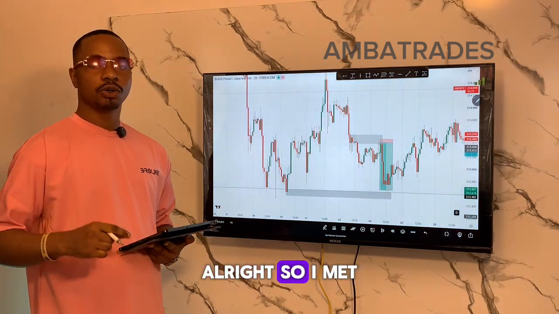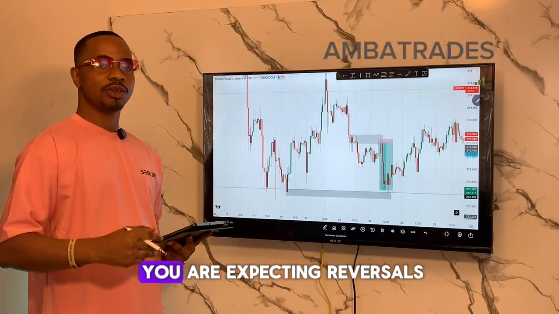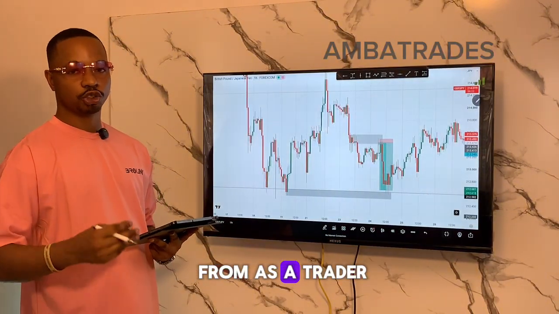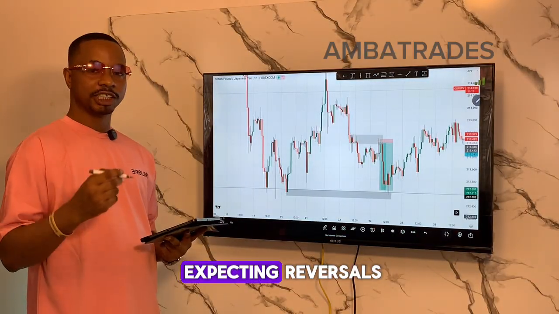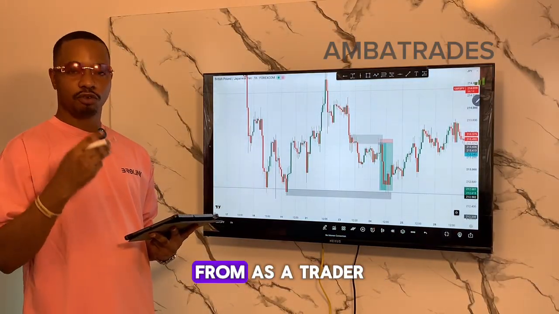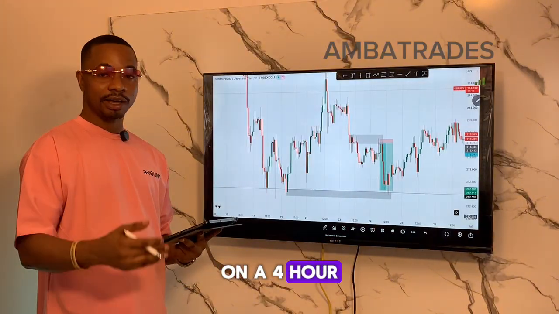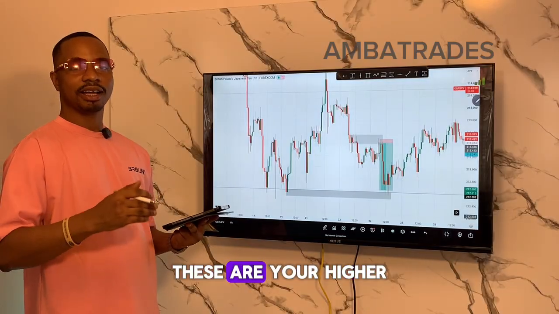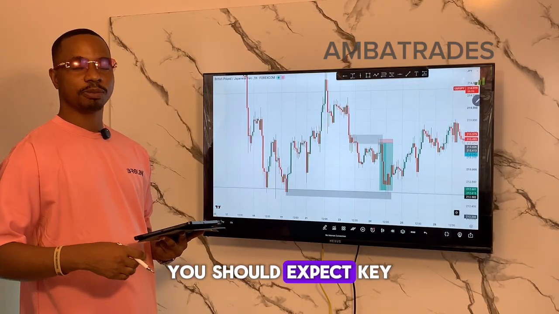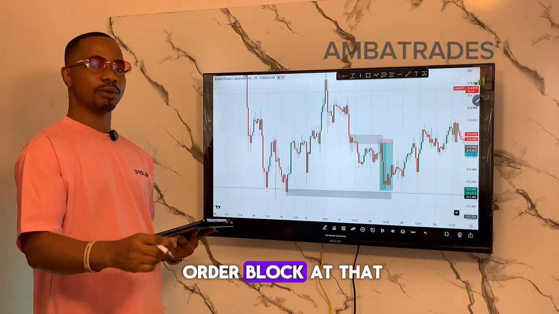All right, so I made mention of key levels. Key levels are places where you are expecting reversals from as a trader. On a daily time frame, on a 4-hour time frame, even on a 1-hour time frame, these are your higher time frames. You should expect key levels at each of these time frames when you see an order block at that time frame.